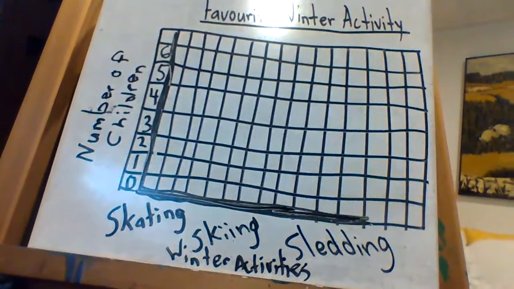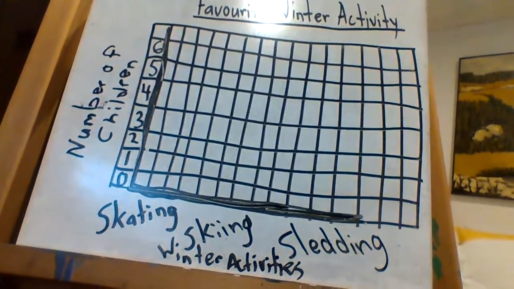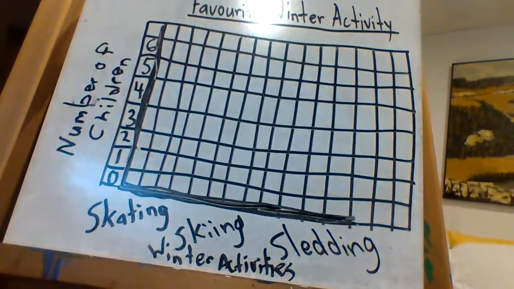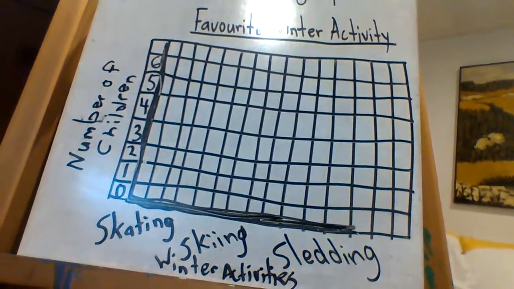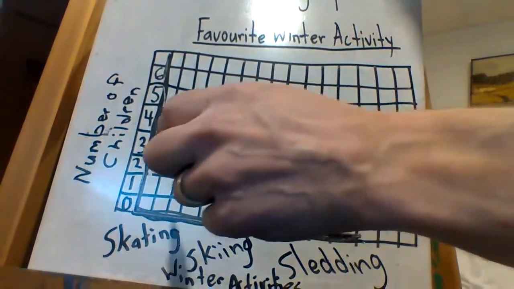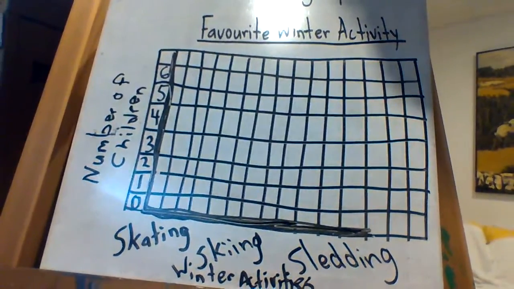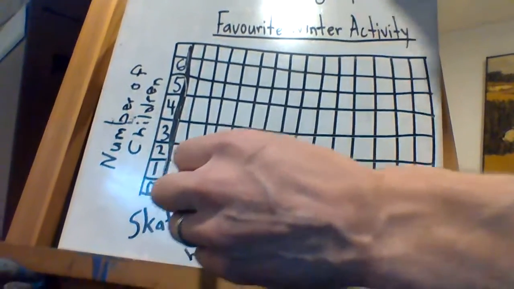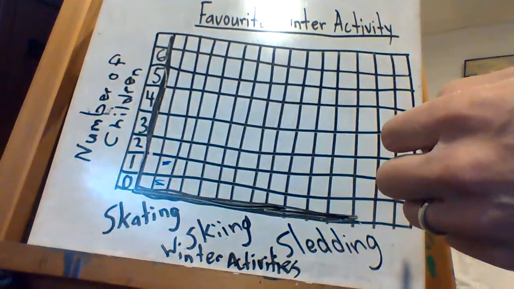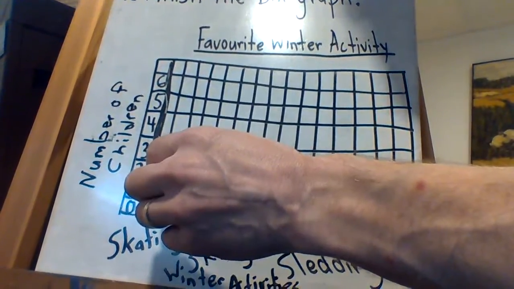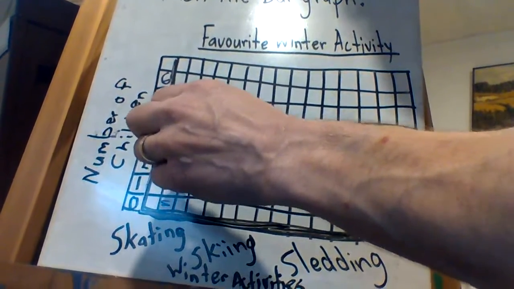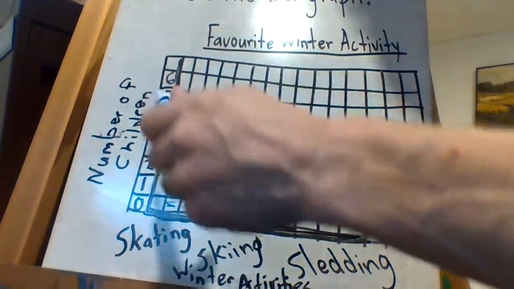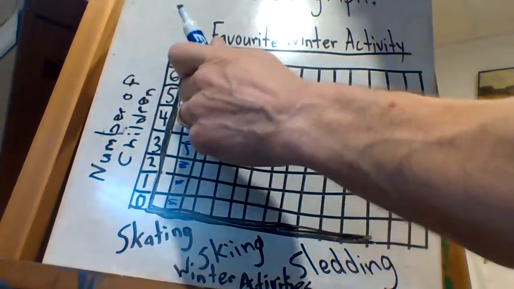So now one square we color in for each child that did it, or picked it. Okay, so favorite winter activity under skating, looks like 6 tallies, and number of children is 6. So skating gets 6. So I am going to use blue so you can see better. And I'd color in 1. Oops, well, 0. So 0 to 1, 1 to 2, 2 to 3, 3 to 4, 4 to 5. Okay, and 1, 2, 3, 4, 5, 6.